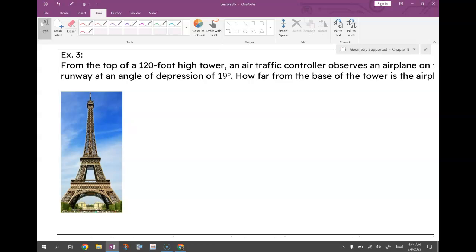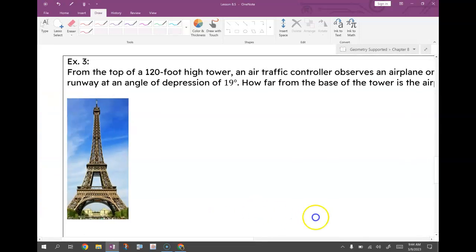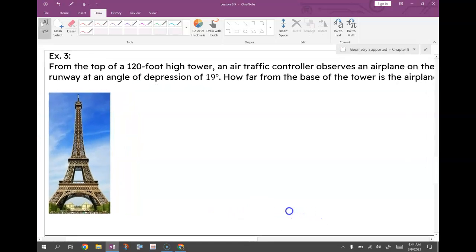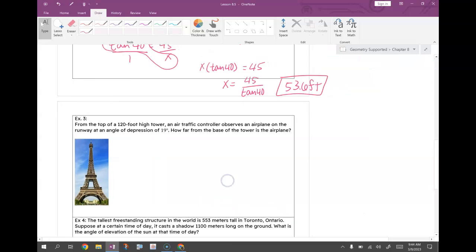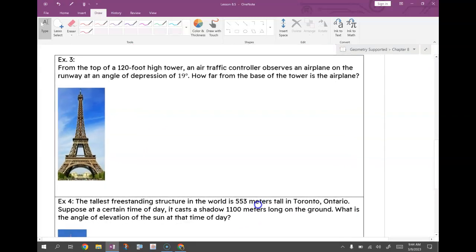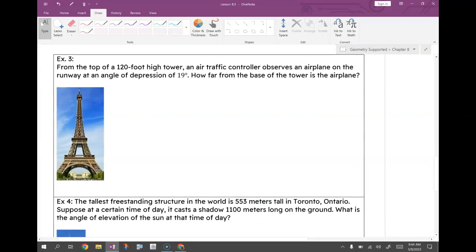I've never been. All right, from the top of a 120-foot high tower, an air traffic controller observes an airplane on the runway at an angle of depression of 19 degrees. How far from the base of the tower is the airplane?